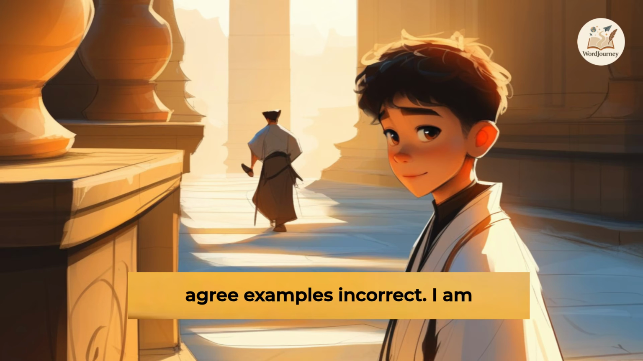Examples. Incorrect: "I am agree with you." Correct: "I agree with you." You can also make it stronger by saying, "I completely agree." "I totally agree." This mistake happens because in many languages, you say "I am" plus an adjective. But in English, agree is an action word, so keep it simple. "I agree."